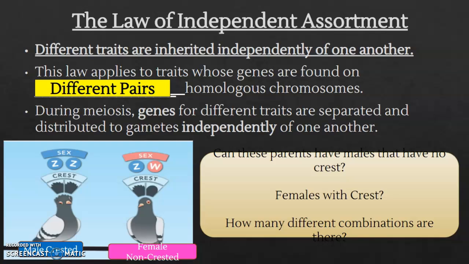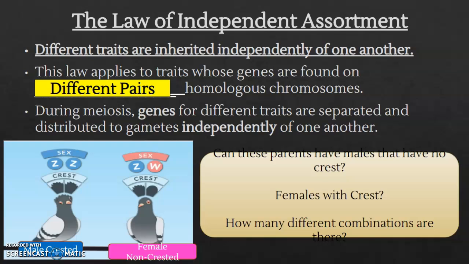So can these parents we see, these pigeons, have males that have no crest? Well, in this case, remember, we would need to do a dihybrid cross, meaning we need to look at all of the traits. And we're going to see that there are 4 different combinations. We have males that are crested, males that are non-crested, females that are crested, and females that are non-crested.